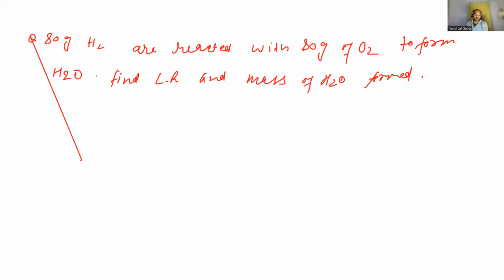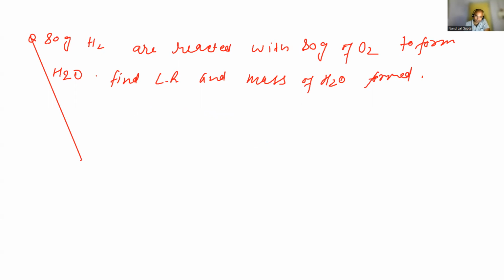No, no, you are getting confused, I think. You calculated the moles of H2O, yes? You just said the moles of H2O. How many moles did you get? 5 moles, 2.5 moles. Okay, but that is according to the equation.